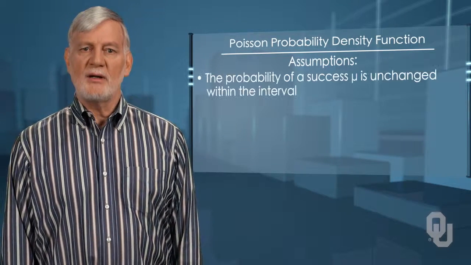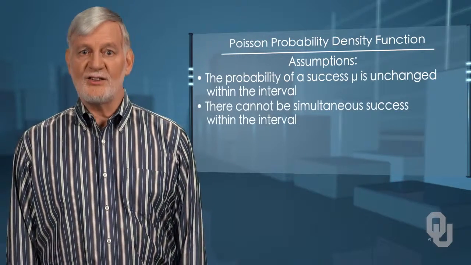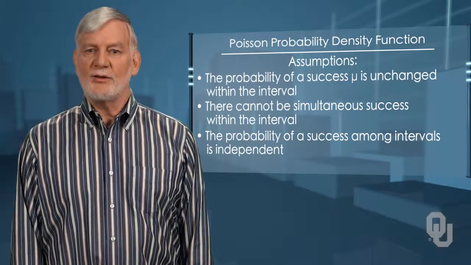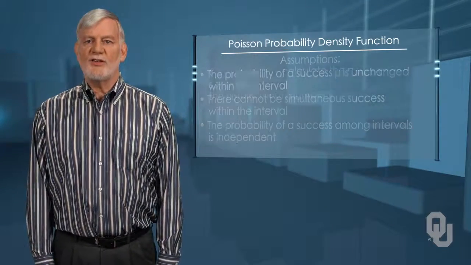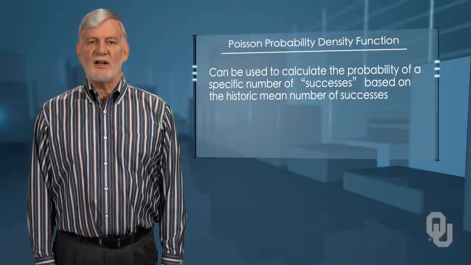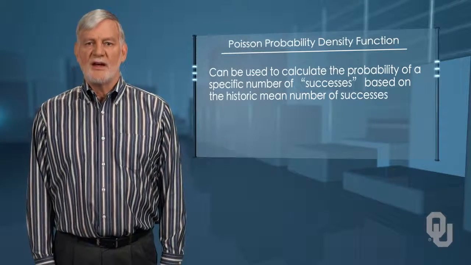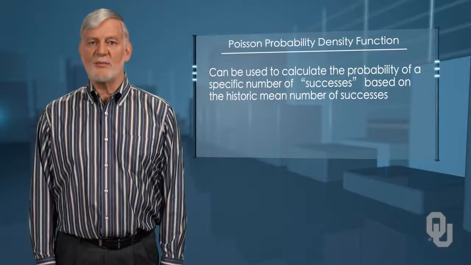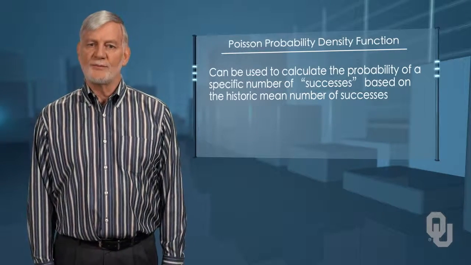In order to use the Poisson distribution, certain assumptions must hold. These are: the probability of success, mu, is unchanged within the interval; there cannot be simultaneous successes within the interval; and finally, that the probability of a success among intervals is independent, the same assumption as the binomial distribution. The Poisson distribution can be used to calculate the probability of a specific number of successes based on the historic mean number of successes. In order to apply the Poisson distribution, the various events must be independent. Keep in mind that the term success does not mean success in the traditional positive sense. It just means that the outcome in question occurred.